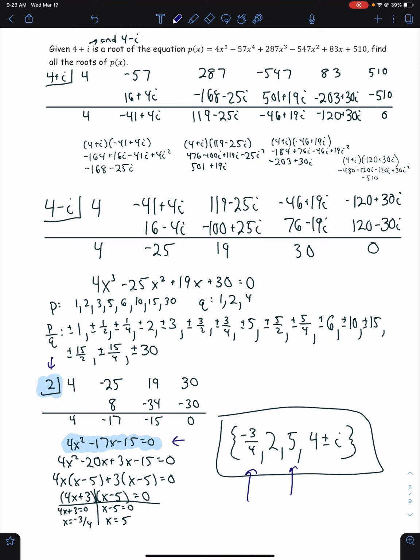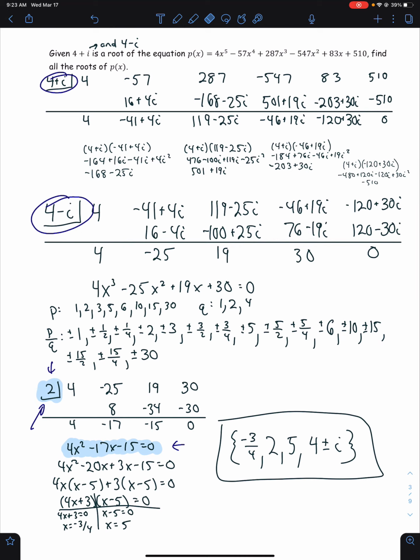So zeros would be negative 3 over 4, 5, 2, and then don't forget the two initial ones, the 4 plus i and the 4 minus i. So I wrote it as 4 plus or minus i. And those would be all the roots.